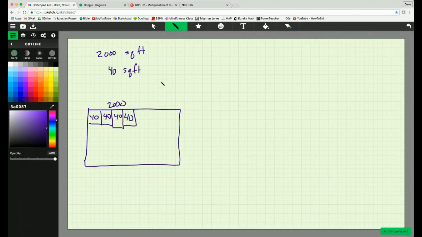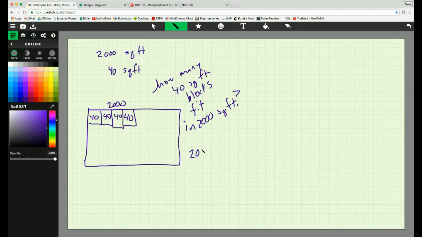Well, how many blocks, how many 40 square foot blocks fit in 2,000 square feet? Well, you could probably see it. Pause the video, you can think about it yourself, but the answer is 2,000 divided by 40, which is equal to 50. 50 students, or we'll just write 50 blocks. So the key is you answer by division.